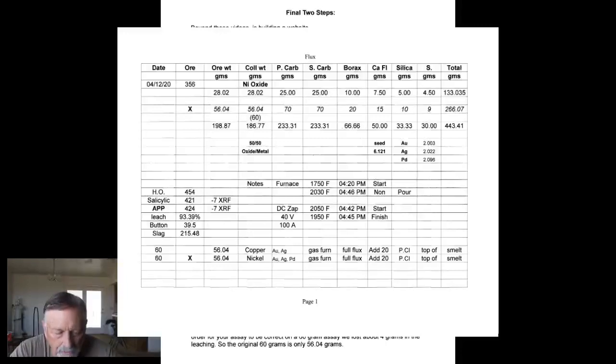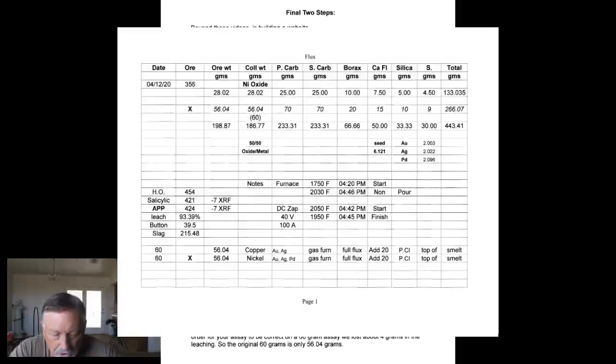In the left column, you will see the head ore as 454 grams or 1 pound. At the salicylic step, it was reduced to 421 and the APP was 424. That sample might not have been completely dry, I'm not sure, but it usually goes down. And you usually lose about 15% to 20%.